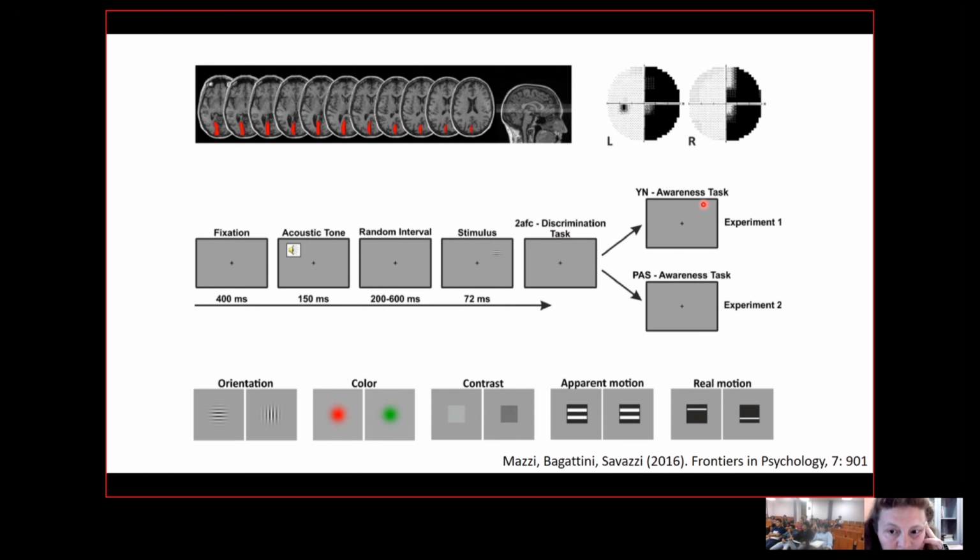And after that, you have to say, I saw something, I didn't see anything. So in a dichotomous way, or in another experiment, you are asked to report in a more graded manner whether you saw something and the quality of this something. In this experiment, we use different features, so to be sure that we assess this, if there is a difference here in using different characteristics of the stimulus: orientation, color, contrast, and motion.